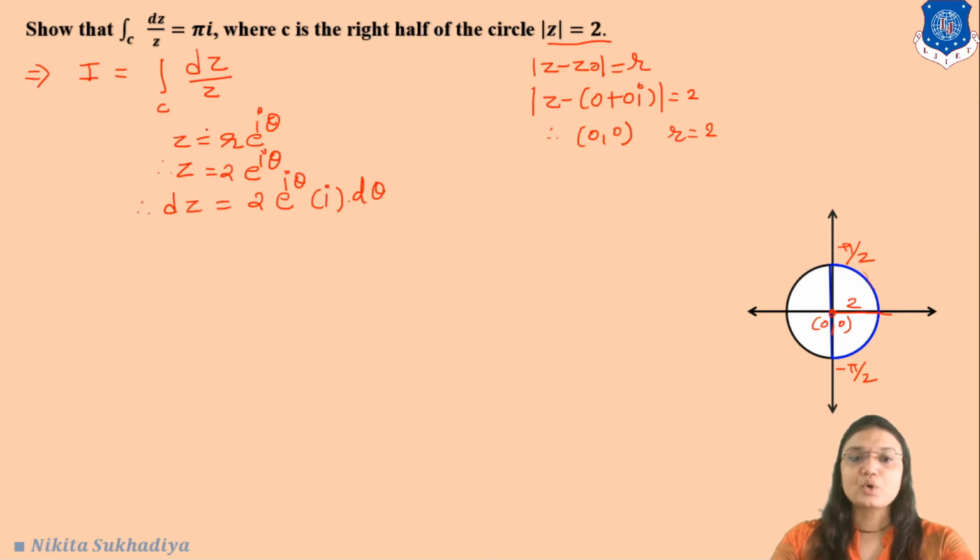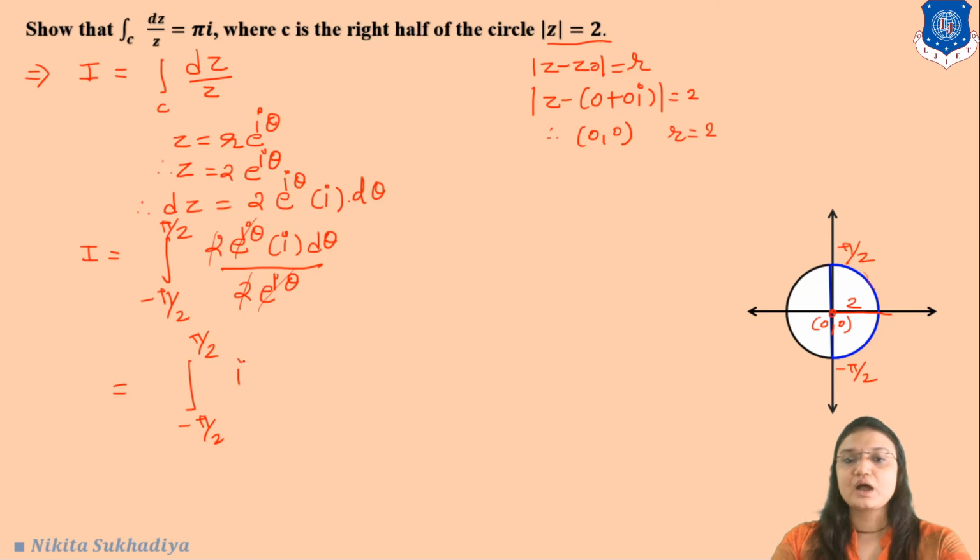So now put all these things in your integration. So we will get the integration of dz, so 2 e raised to i theta into i into d theta, and z is equal to 2 e raised to i theta. Okay, so here we have to take integration with respect to theta. So here we have to evaluate the integration along the right half of the circle. Okay, so the limit will become minus pi by 2 to plus pi by 2. Okay, so now 2 cancels out, e raised to i theta and e raised to i theta cancel out. So our next term will become the integration from minus pi by 2 to plus pi by 2 of i into d theta.